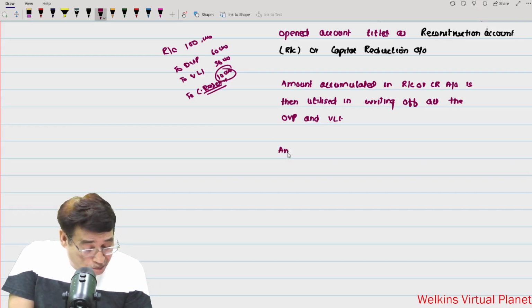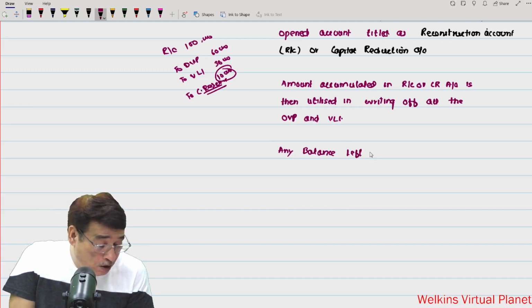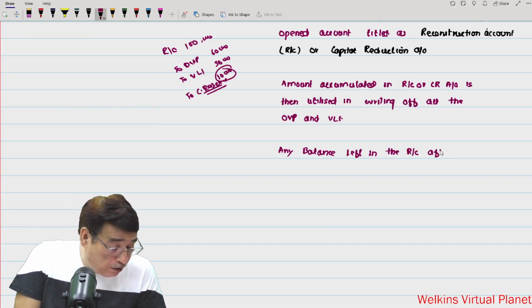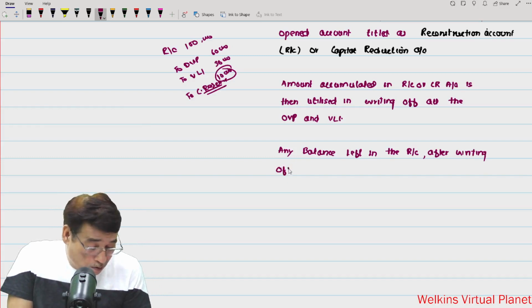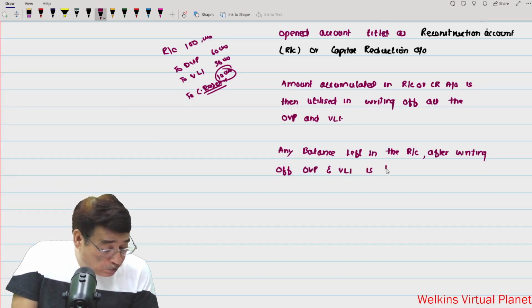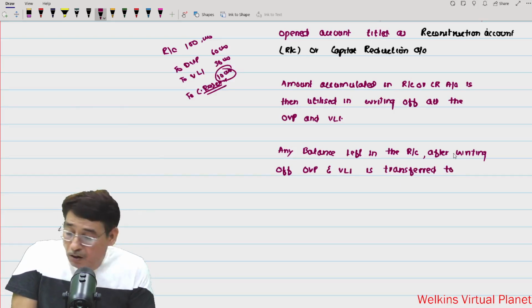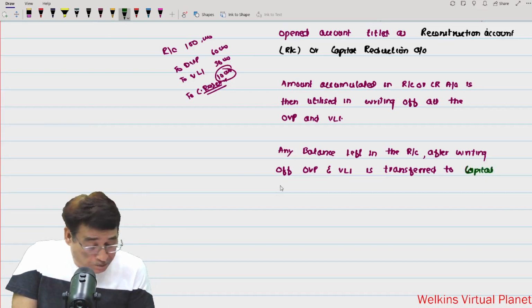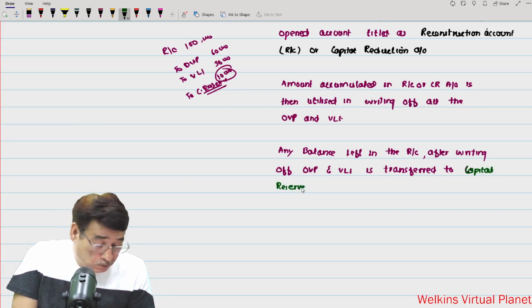Any balance left in the reconstruction account after writing off overvalued portions and valueless items is transferred to, as I told you, capital reserve account. Correct?